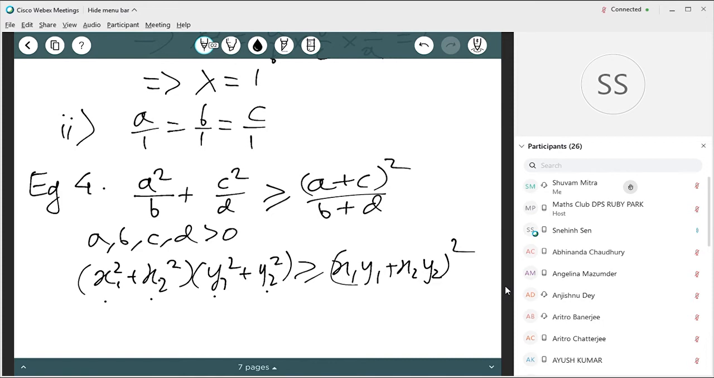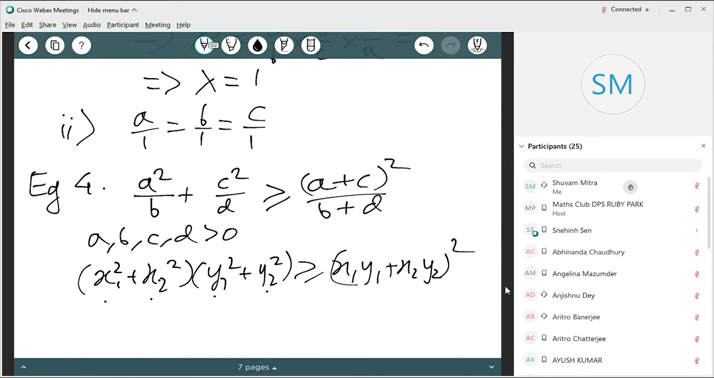So any ideas? Can we take b plus d to that side and multiply? Yeah, so you can do that. Then b we can cancel and simplify out, then we get b square.